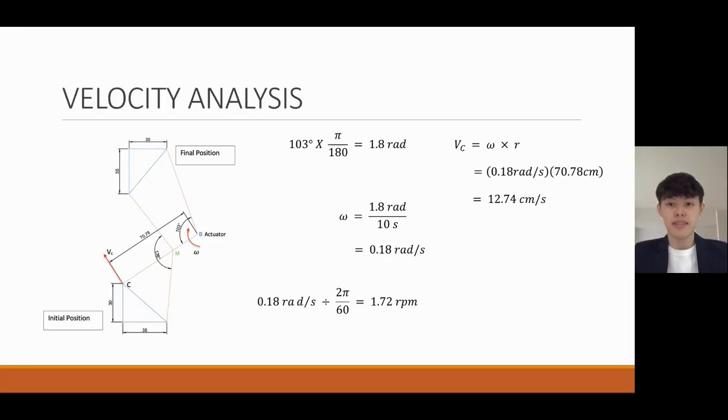Moving on to the velocity analysis, the garage door is automated by an actuator located at joint B, which rotates 103 degrees from initial to the final position, and assuming it takes 10 seconds to fully open or close the door, the angular velocity of the mechanism is 0.18 radians per second, which is 1.72 rpm. Hence, the velocity of the garage door is taken at point C as it is attached to the mechanism, and the velocity calculated is 12.74 cm per second.